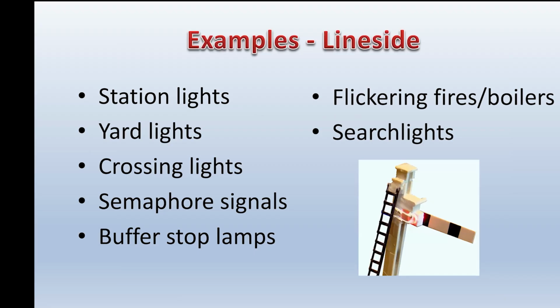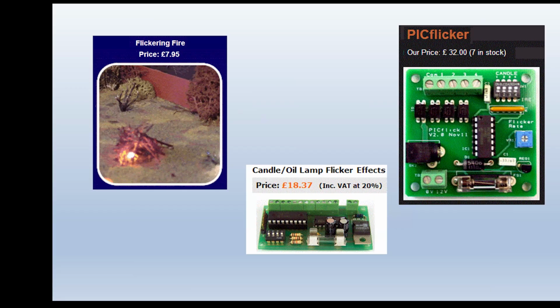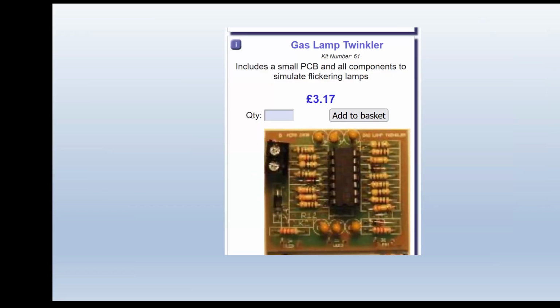Right, moving on now to what's happening at the line side. Lots of options. Let's start with twinklers. On our layout, we've got the guys having a tea around the brazier, but it could be an ordinary fire, could be a campfire, could be the ash piles, could be gas lamps sputtering, and so on. Again, you can buy them. The cheapest is £8 up to £32, or America can do it.